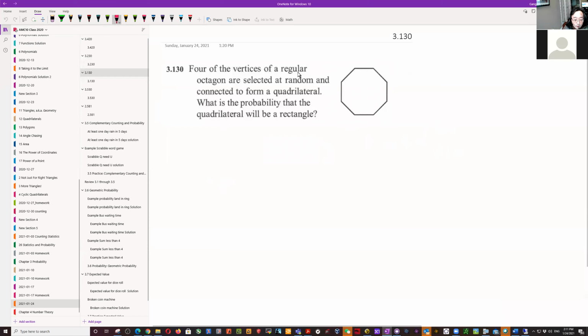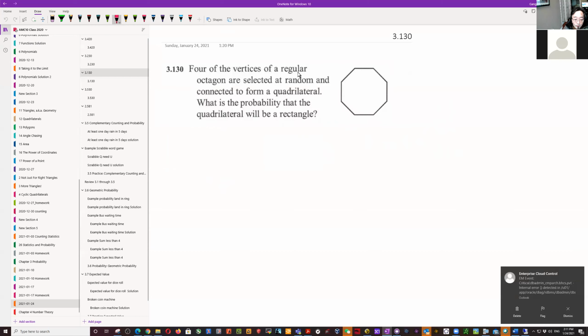This one is: 4 of the vertices of the regular octagon are selected at random and connected to form a quadrilateral. What is the probability that the quadrilateral will be a rectangle? So for this one, first we have to determine the shape of the data, for all the vertices, and also what's the probability that it will be a rectangle. So we are randomly choosing 4 vertices.